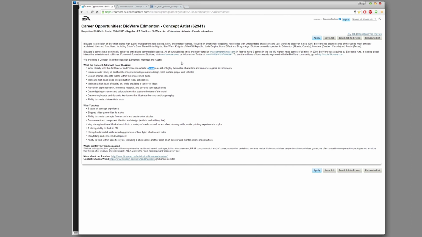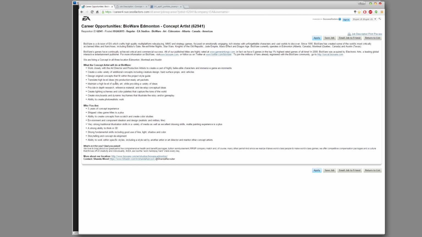Second line, they mention create a world or create a wide variety of additional concepts, including creature design, hard surface props, and vehicles. I just mentioned this not that long ago. They basically said you have to create characters, environments, creature designs, hard surface props, and vehicles. So basically everything under the roof here. And again, they use the word create, not draw, not paint, create, which means design. Next, they actually use the word design in the next line here.